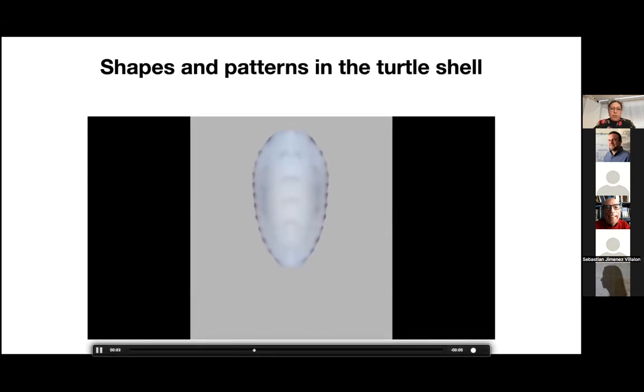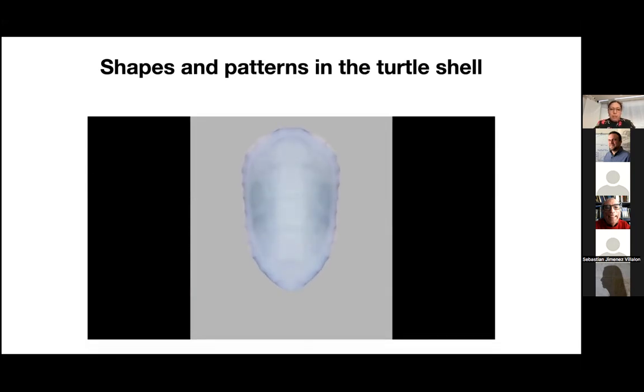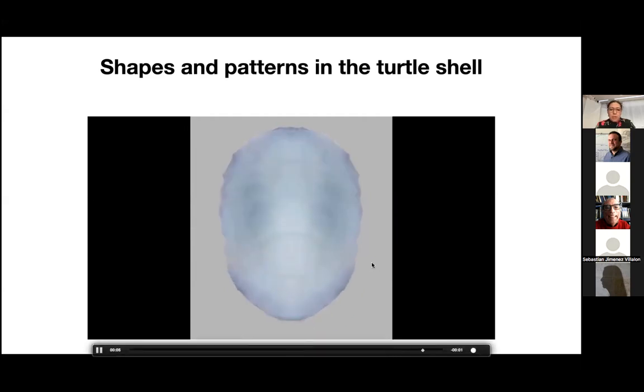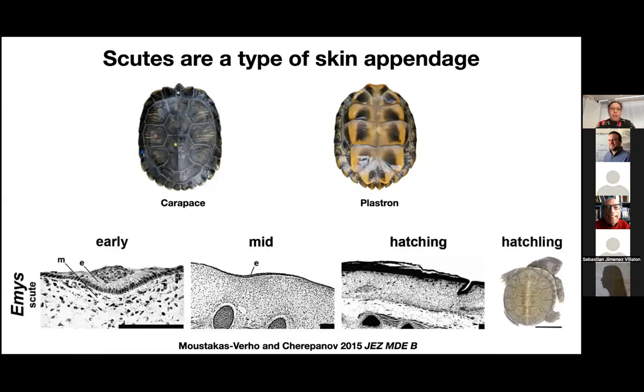So some of the shapes and patterns in the turtle shell that I've been studying are the formation of these scales, the scutes that are covering the bony shell. You can see a little bit of these purple spots as they form and grow. They have interesting patterns that I've been studying in my research.